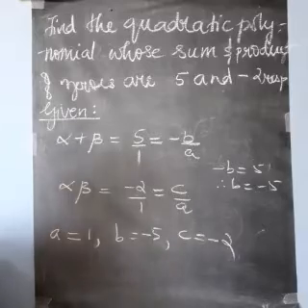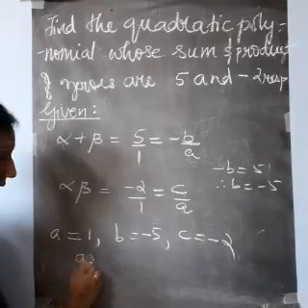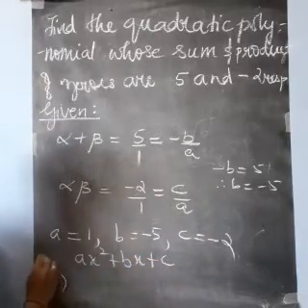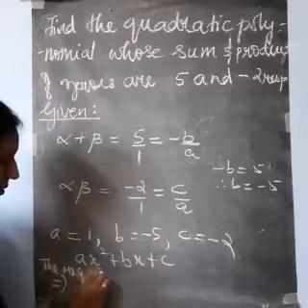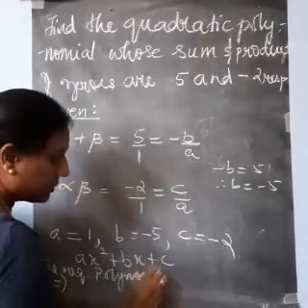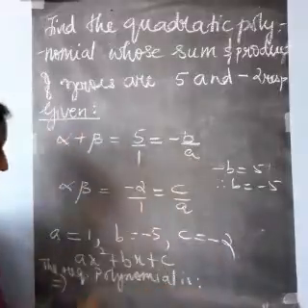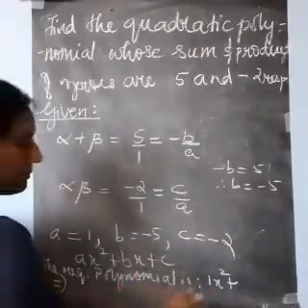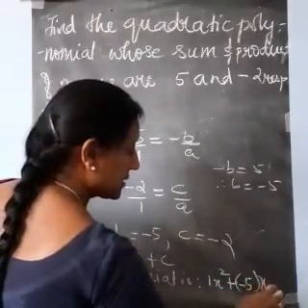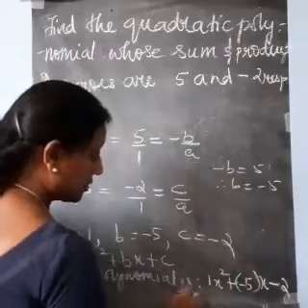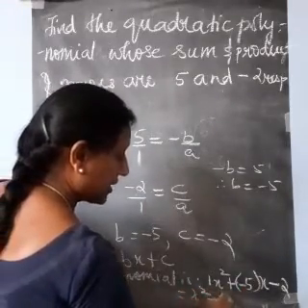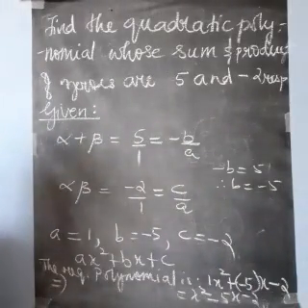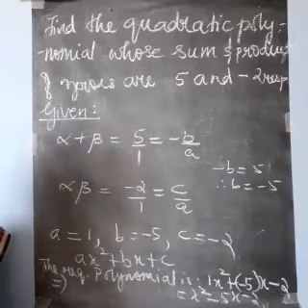So can we find the quadratic polynomial? What is the standard form? Ax square plus bx plus c. So that implies the required polynomial is, what is a? 1. 1x square plus what is bx? Minus 5 into x minus 2. So x square minus 5x minus 2 is my required polynomial. Have you understood? So these type of sums are also asked for 2 marks.